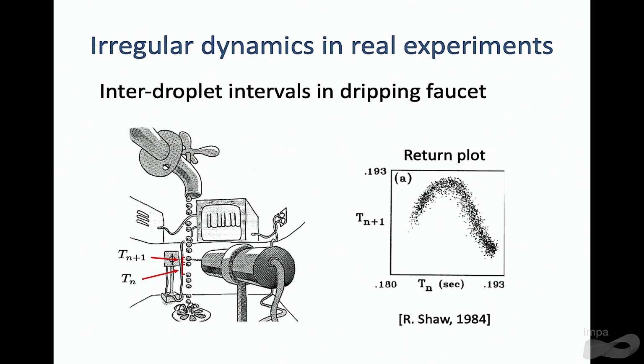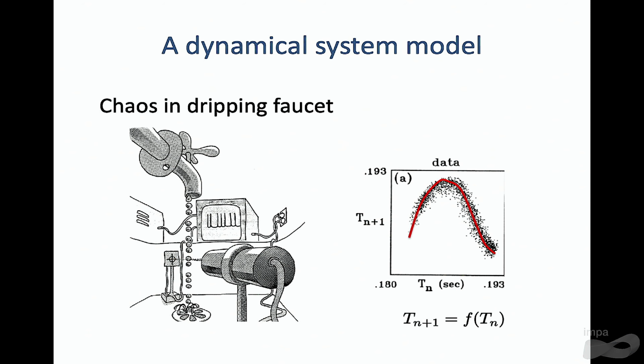This data is from the well-known dripping faucet experiment done by Robert Shaw. He measured interdroplet intervals with very simple experimental equipment, the interval from one droplet to another. And we have a time series of this interval time. Plotting T n plus 1 against T n, we have a return plot with this structure. This is actual data from that experiment.